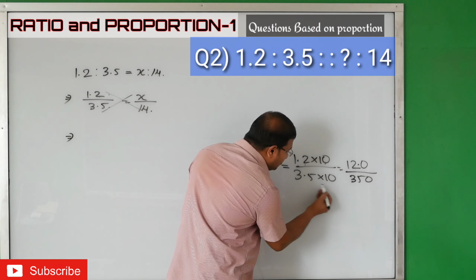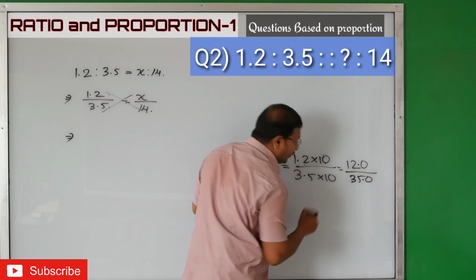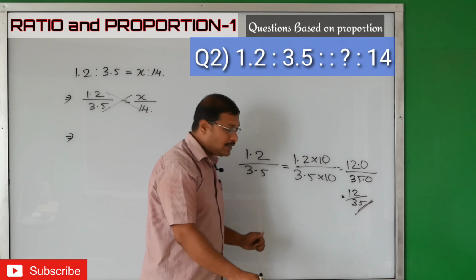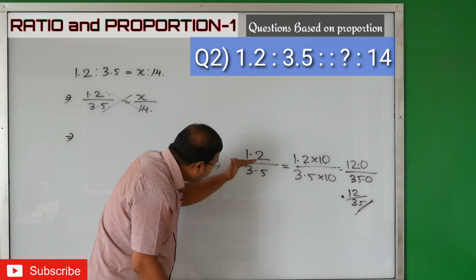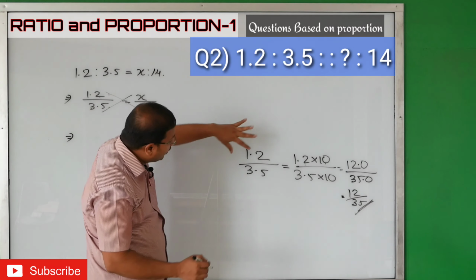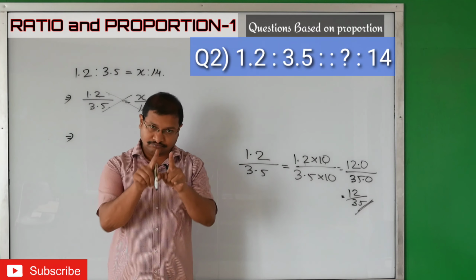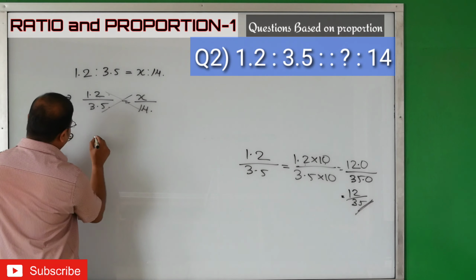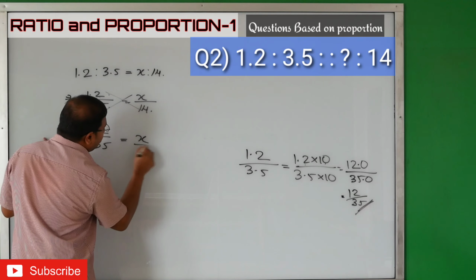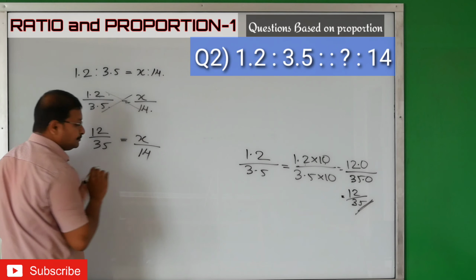Here what will happen? 1 digit means from right to the left 1 point. That means we will get only 12 by 35. Numerator upside and denominator downside both are having 1 digit, so directly you remove and write only 12 by 35. Ready? That means here we will write 12 by 35 equals x by 14.